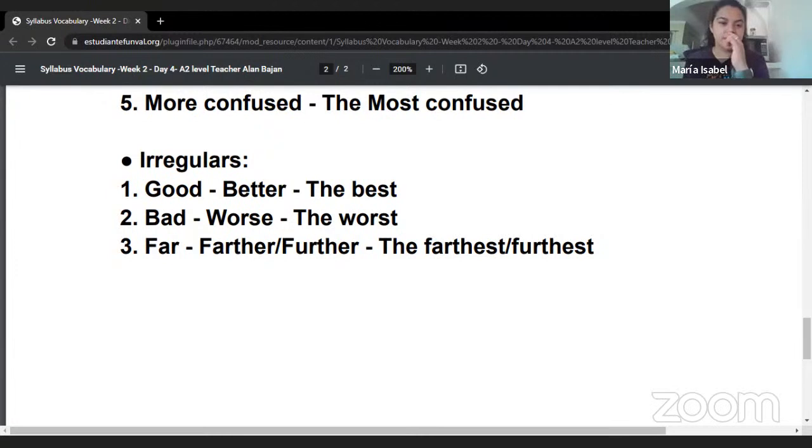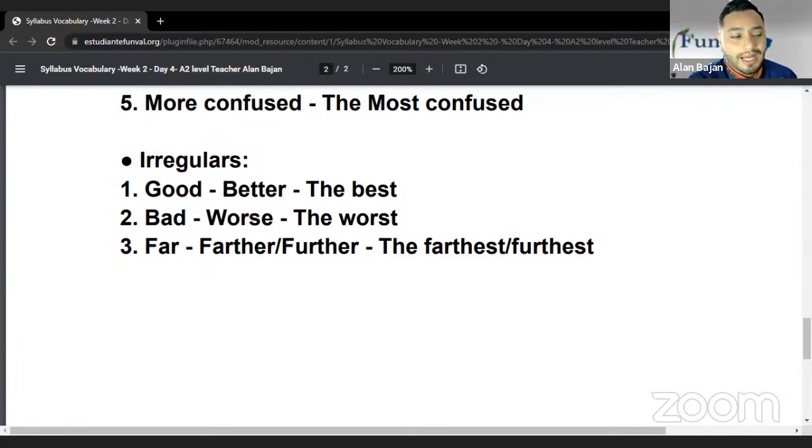Teacher, I don't understand the last part. The irregulars? Remember that irregulars never follow any rule. They are written different and they are pronounced different. So with irregulars, there is not much that we can do, only memorize them.